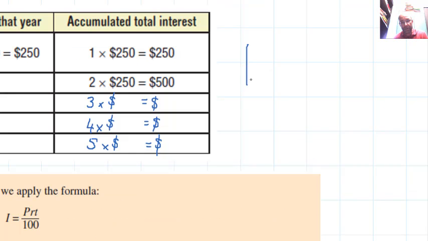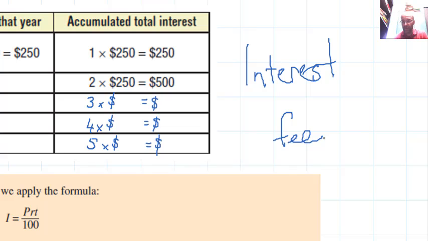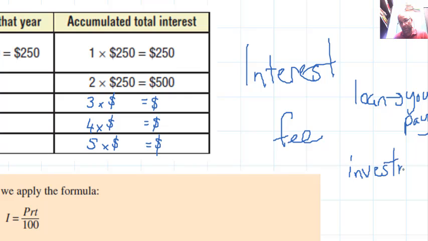Alright, interest. What is interest? Interest is actually a fee. Do you pay the fee, or do they pay you the fee? Both. It depends. If it's a loan, you pay the fee to whoever you loan the money off, which might be a bank. If it's an investment, like a savings account or something else, you gain interest. They pay you.